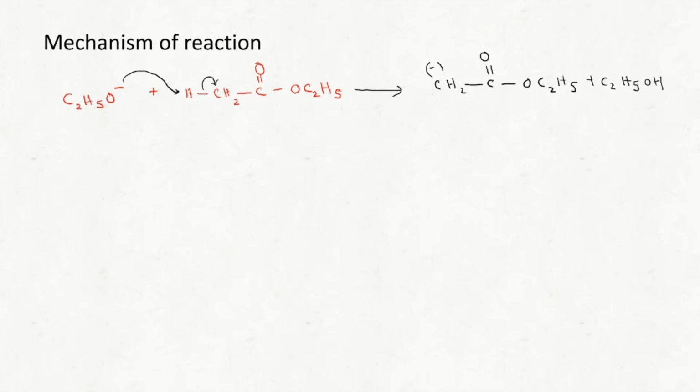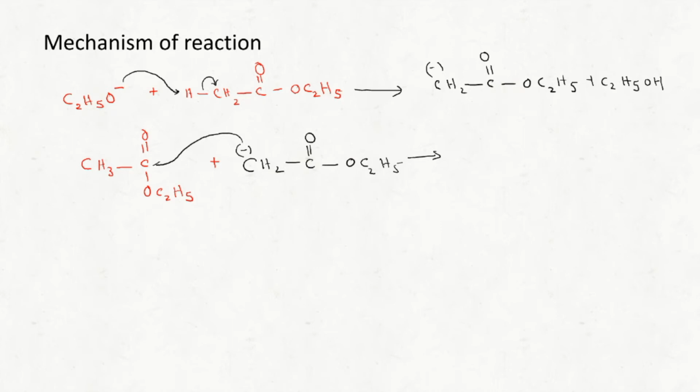Then in the next step, what will happen? This ester anion will be attacking the second molecule of ethyl acetate. This is another molecule of ester and this is the anion that is produced, which in turn will go and attack this carbonyl group. So what will be the product of the reaction? Write and see.